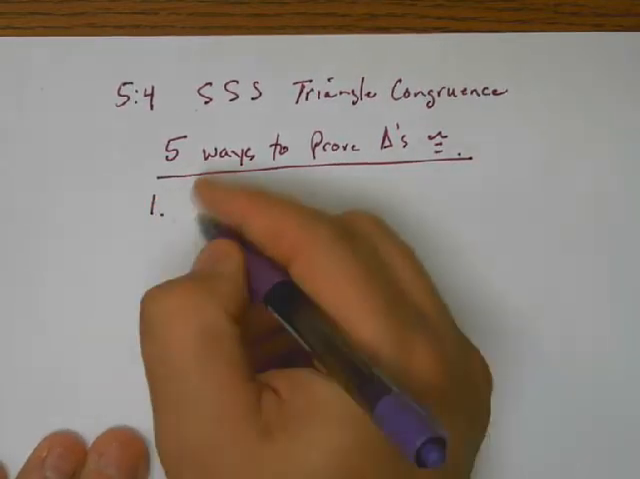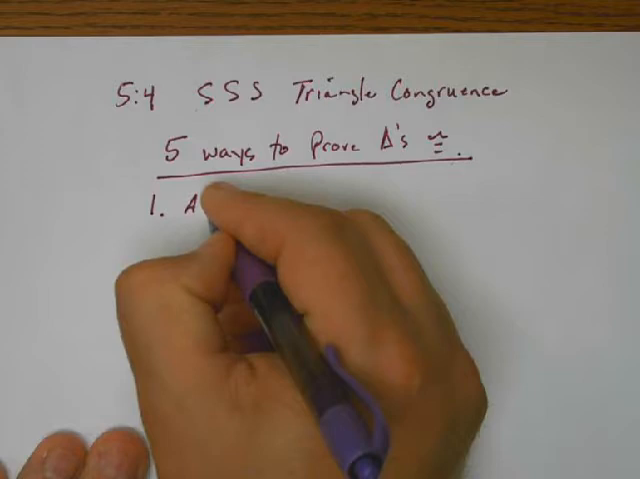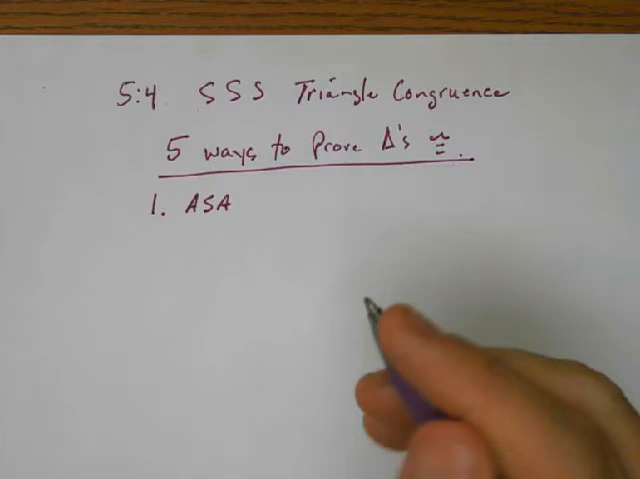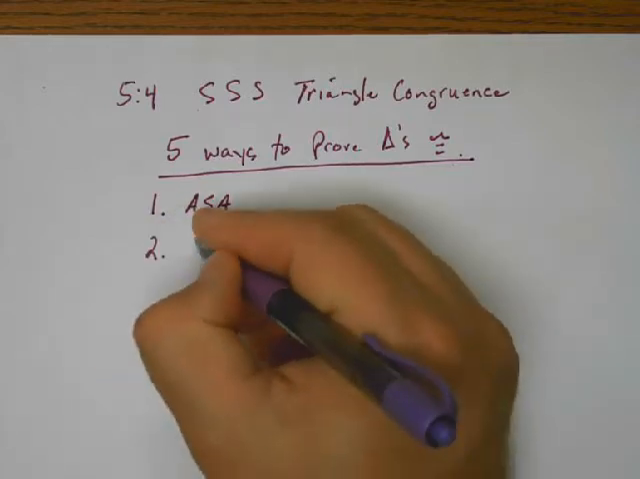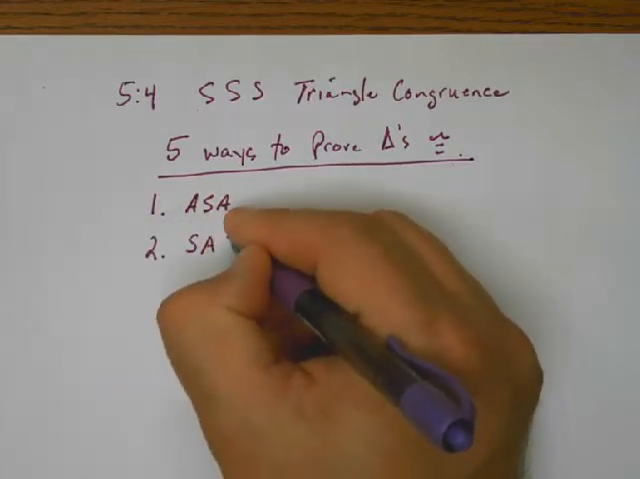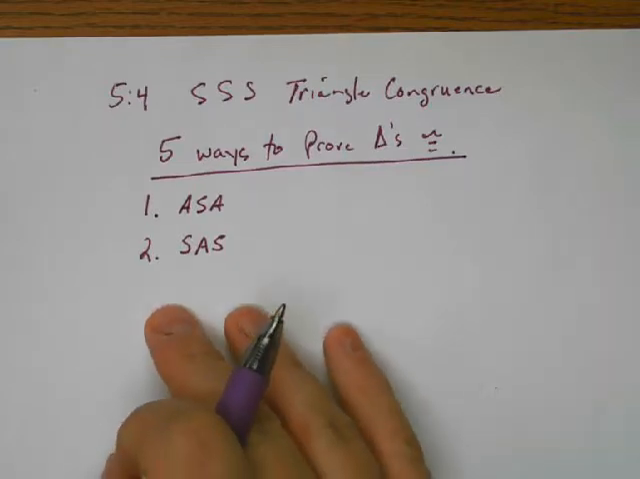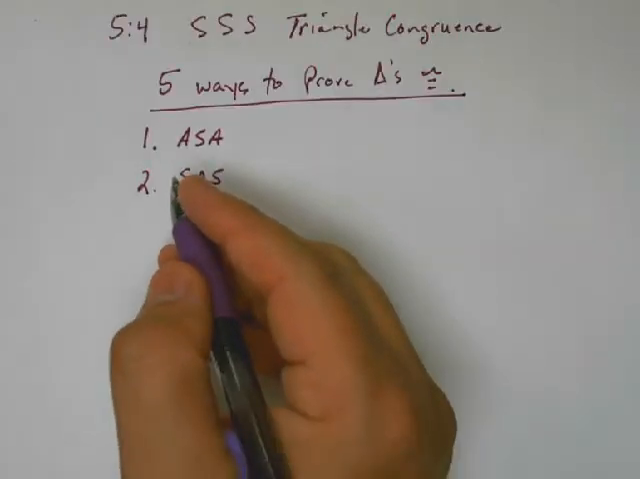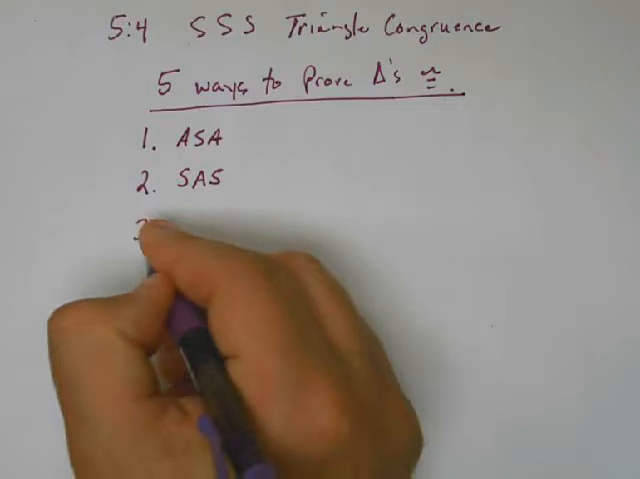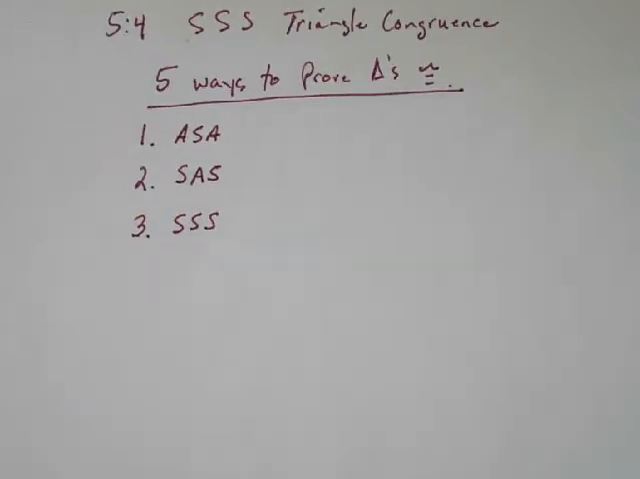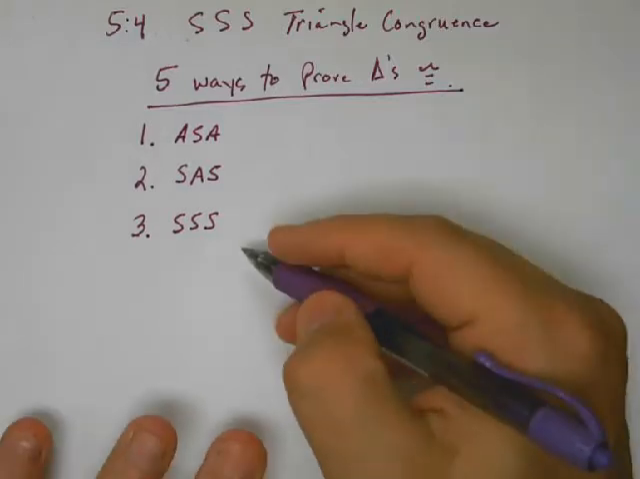So we got number 1. The first way was ASA, and it said 2 angles and the included side. And then yesterday, we added to it SAS. That's 2 sides and the included angle. And today, as you can see, we're adding to it again, and we're going side, side, side. 3 sides of one triangle congruent to 3 sides of another.